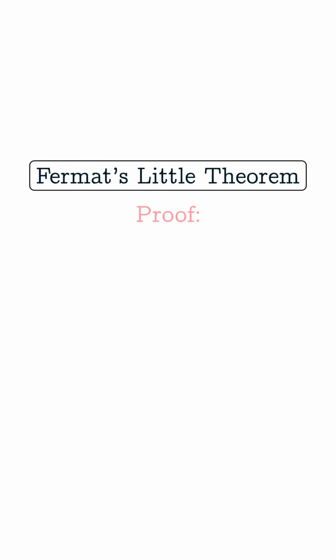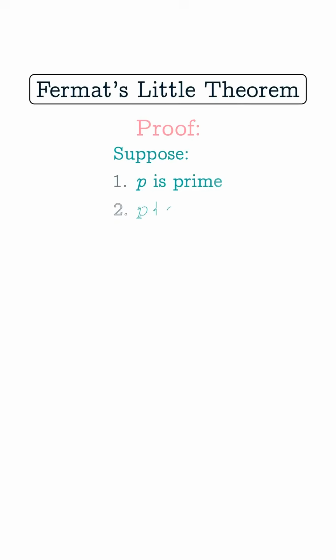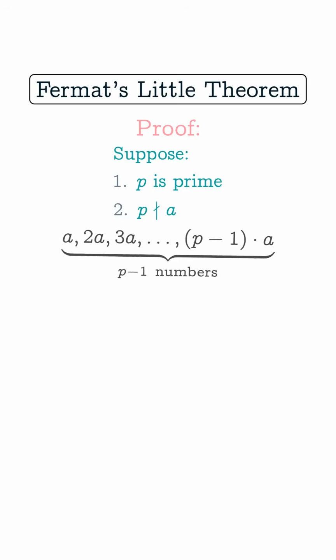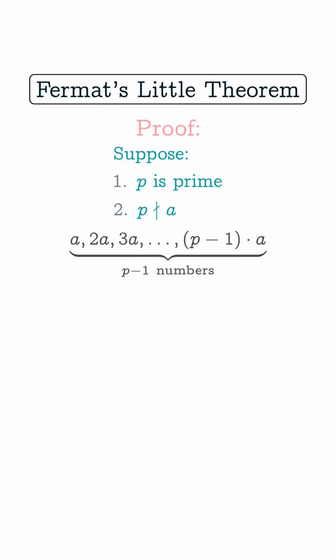Here is the proof. Suppose that p is a prime number and a is a number not divisible by p. Now consider the p minus 1 numbers a, 2a, 3a up to p minus 1 times a. We can show that no two of these numbers have the same remainder when divided by p. Indeed, if ma is congruent to na mod p, then m is congruent to n mod p. But this is impossible if m and n are unequal and both are less than p.